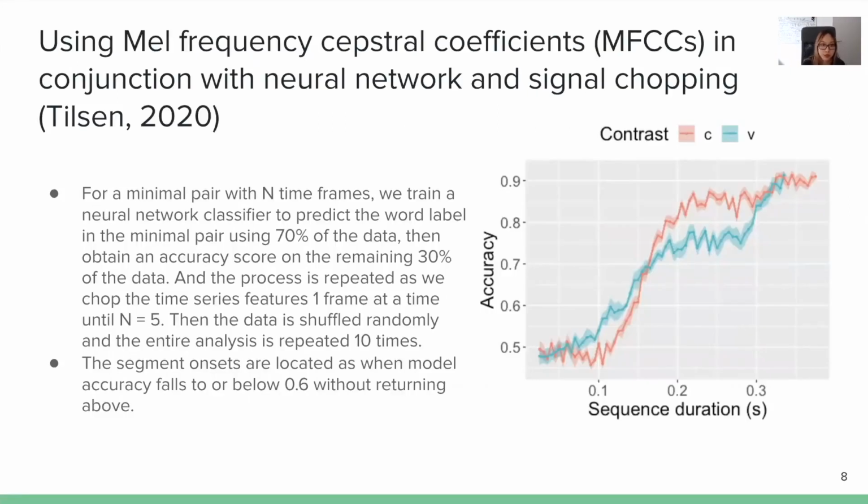We use mel frequency cepstral coefficients, or MFCCs, in conjunction with a neural network and signal chopping. So for a minimal pair with n timeframes, we train a neural network classifier to predict the word label in the minimal pair using 70% of the data, then obtain an accuracy score on the remaining 30% of the data. The process is repeated as we chop the time series 1 frame at a time until we only have 5 frames left. Then the data is shuffled randomly and the entire analysis is repeated 10 times. The segment onsets are located as when model accuracy falls to or below 0.6 without returning above it.